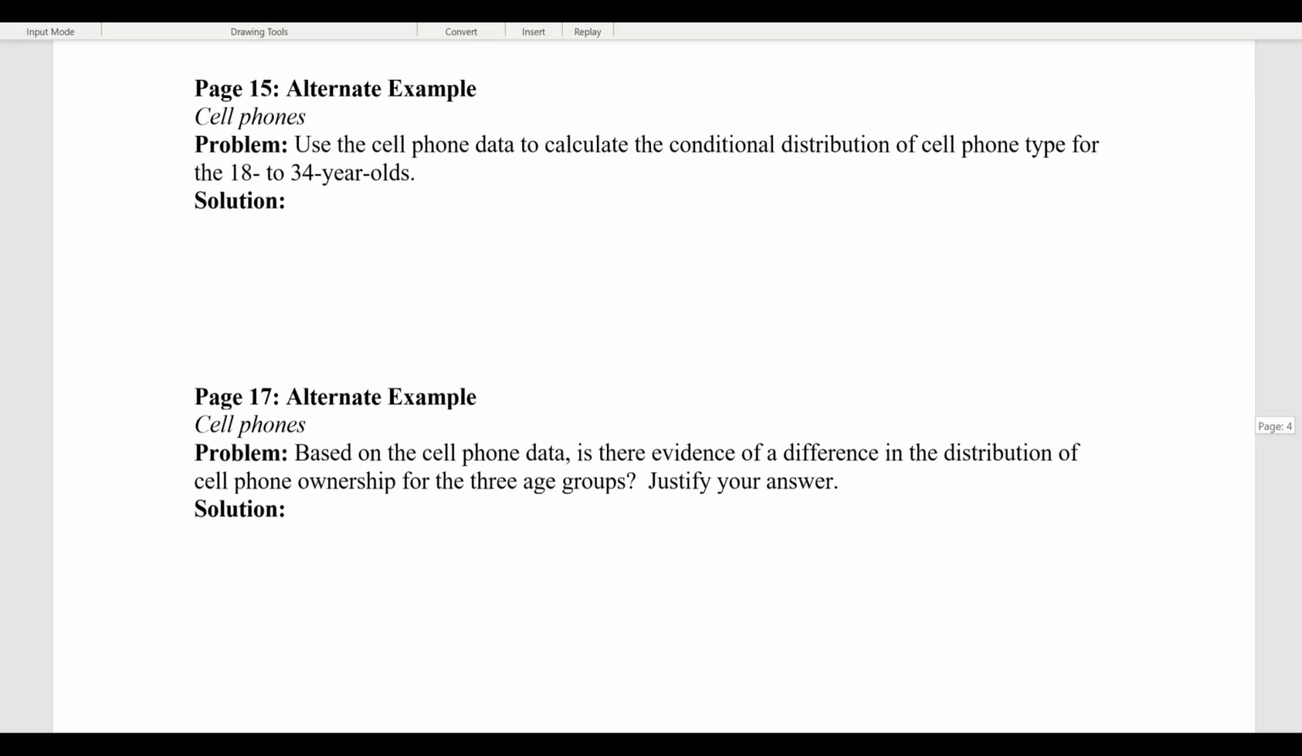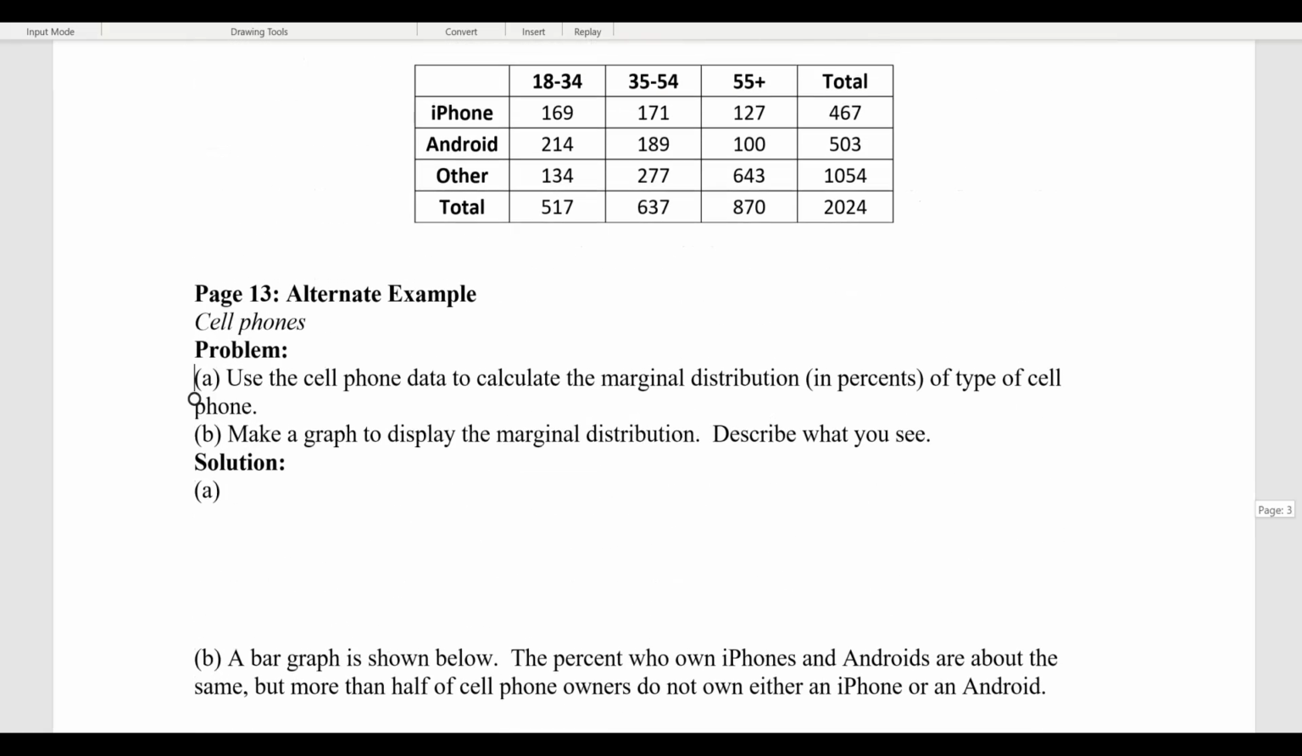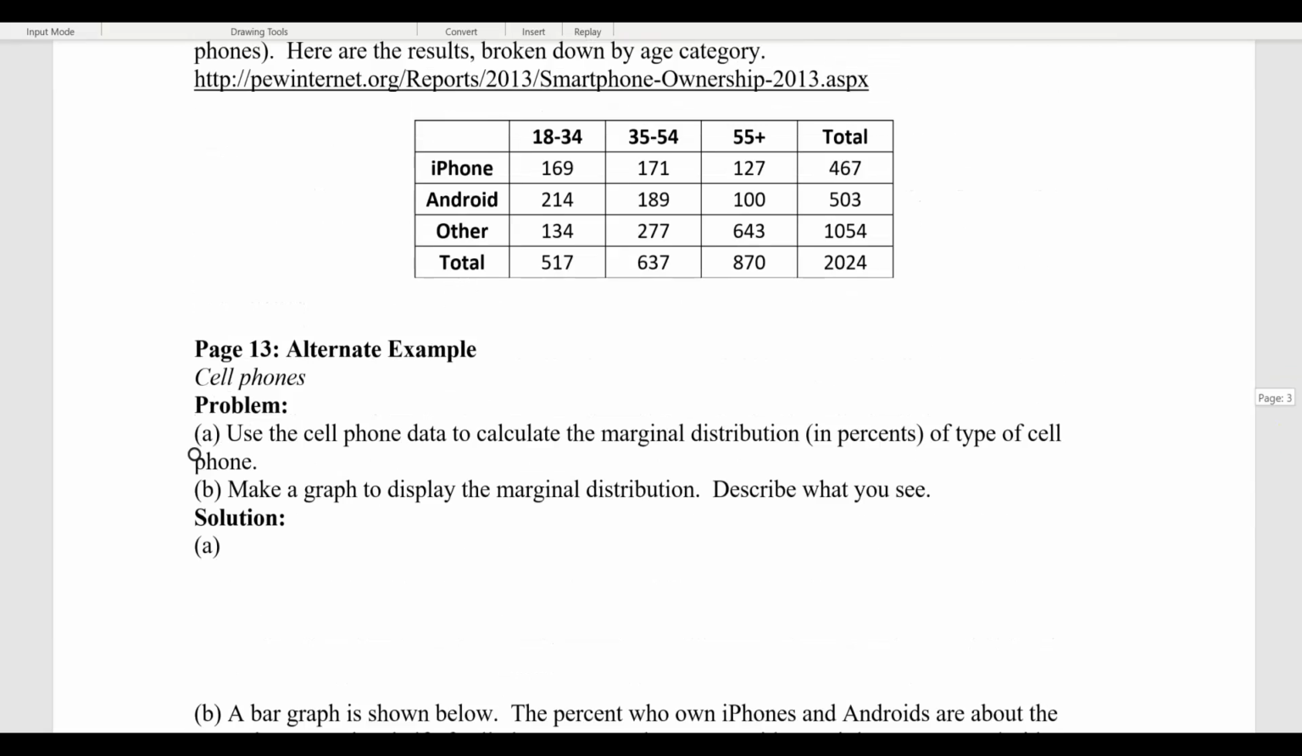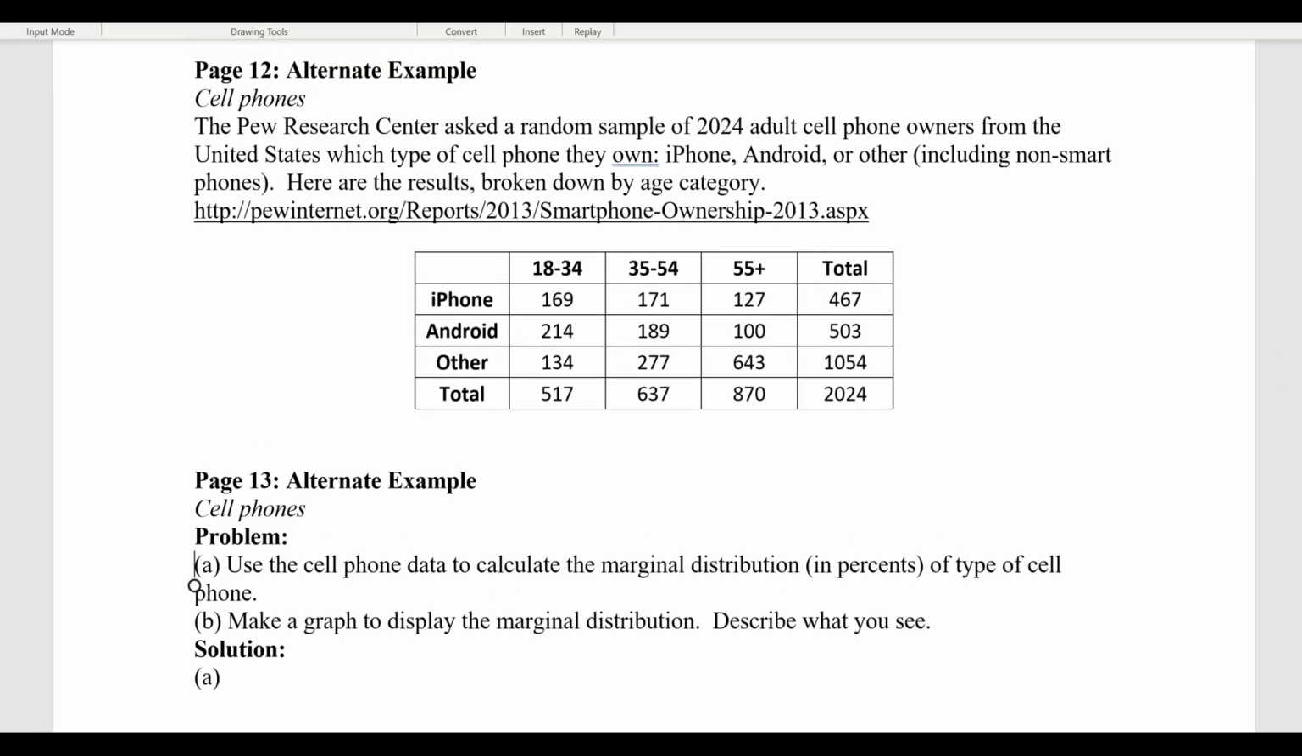Okay. Now we want to use the cell phone data to calculate the conditional distribution. A little bit different word there now. Conditional of cell phone type for 18 to 34-year-olds. So I'm basically doing the same thing I just did, but I have the condition on this that I'm only really interested in 18 to 34-year-olds. So what does that look like? Okay. Now I'm just going to say amongst the 18 to 34-year-olds, that's all I'm really taking a look at. I had, for the iPhone, we had 169 out of 517. See the difference? I only care about the 18 to 34-year-olds, so my denominator becomes different now.